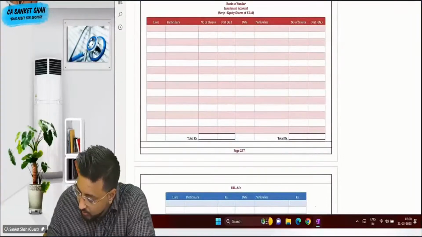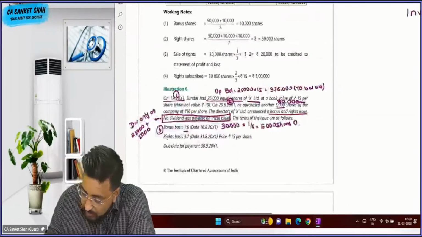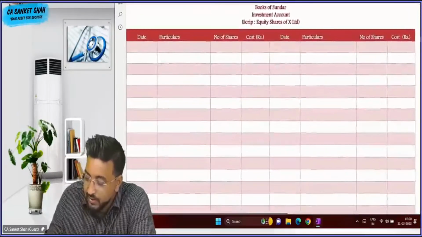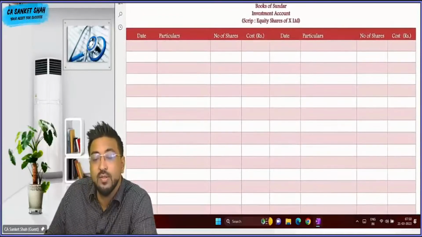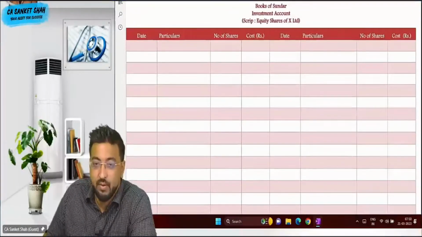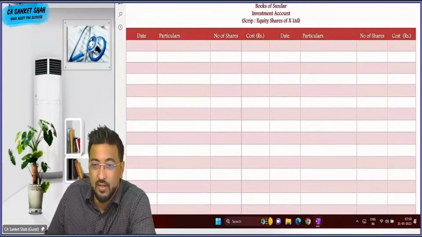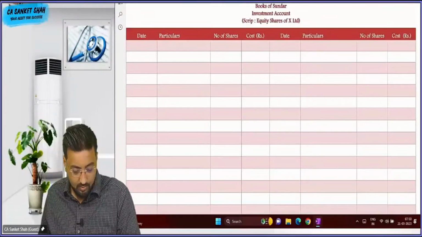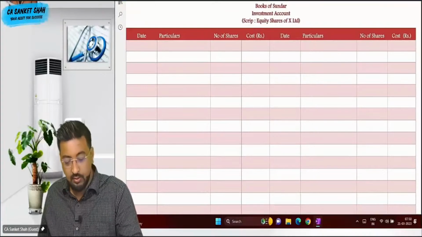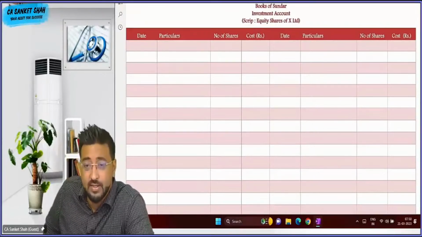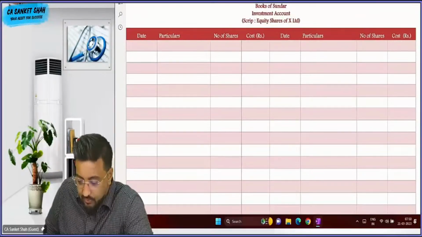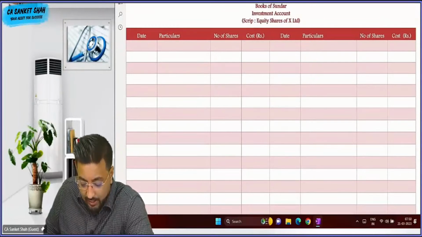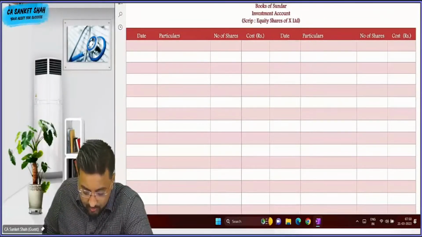विच क्वेश्चन? क्वेश्चन नंबर 6 है क्या? ओके ओके, ठीक है. क्वेश्चन नंबर 6, बुक्स ऑफ सुंदर, इन्वेस्टमेंट अकाउंट, स्क्रिप. यस, व्हाट इज द स्क्रिप बेटा? इक्विटी शेयर्स ऑफ एक्स लिमिटेड. Scrip is equity shares of X Limited. It's very simple. तो equity shares of X Limited बेटा. Date, particulars, number of shares, cost. Very simple. Write down columns.